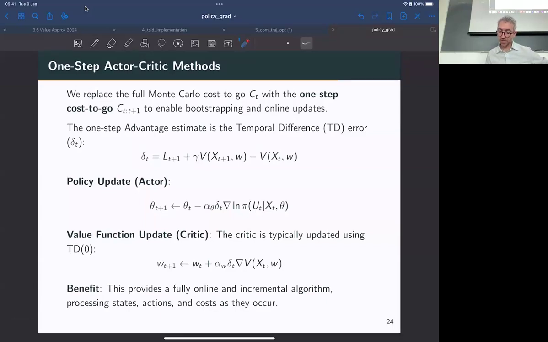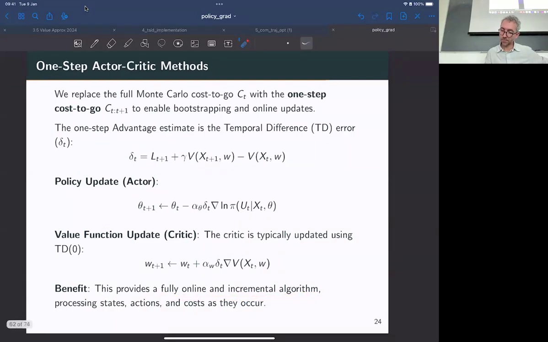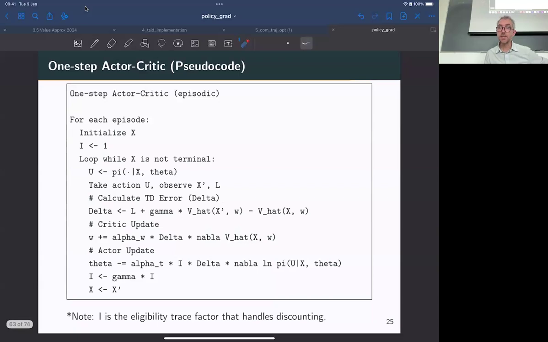So now we have an algorithm that is fully online and incremental, so we can update at every step of every episode. We don't need to wait until the end of the episode to compute this cost to go. We can do it at every step. And this is a pseudocode for how this algorithm could be implemented.